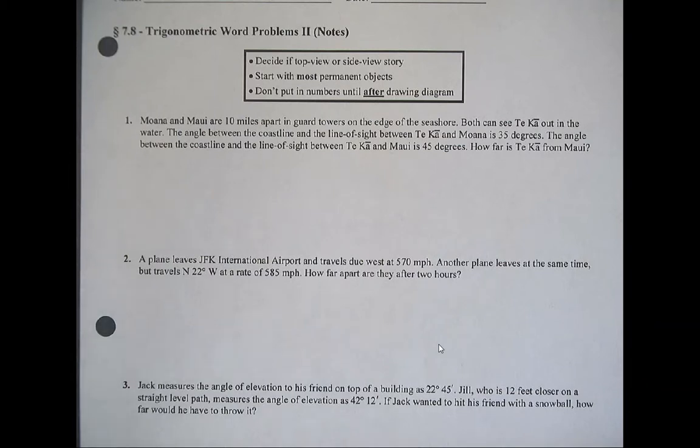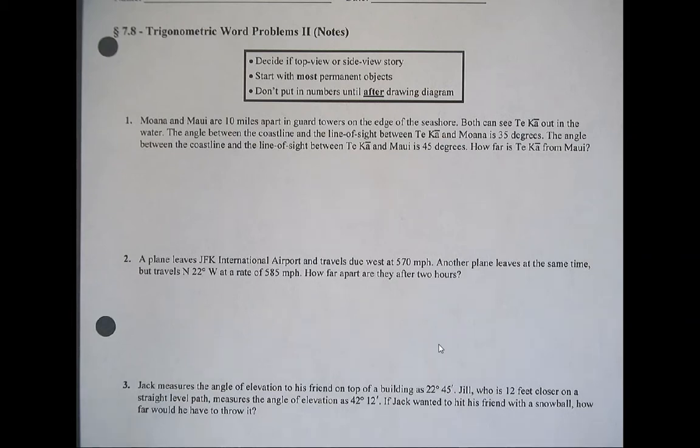Then you always start with the most permanent objects and go to the least permanent objects, and then don't put in any numbers until after you've drawn everything. So just a quick reminder, how do you know? Well, let's do the first example, and then we'll go back and talk about how to know the difference between a law of sine situation and a law of cosine situation.